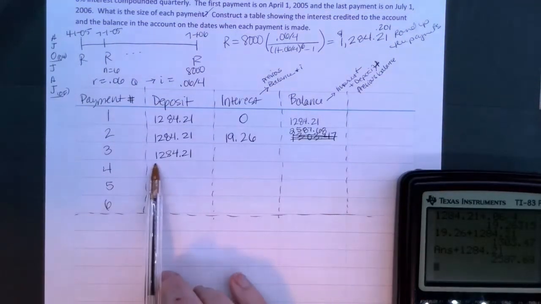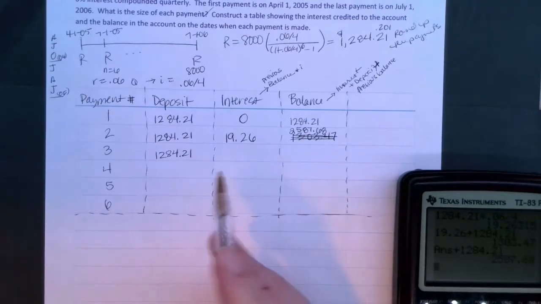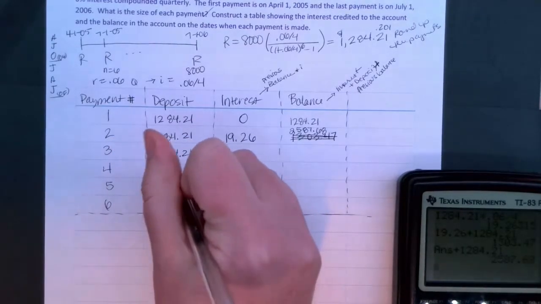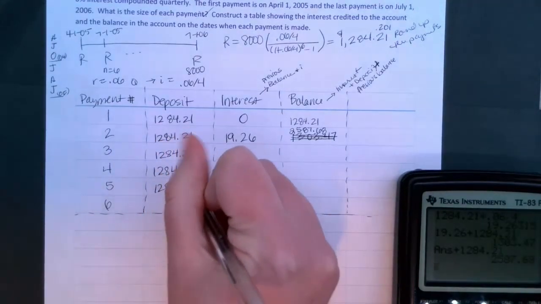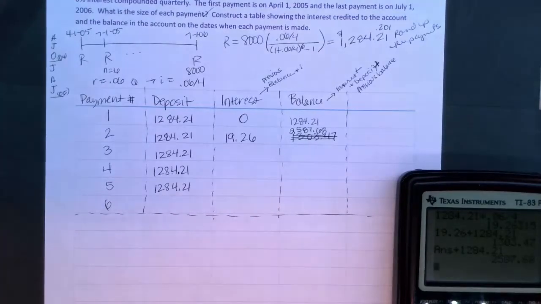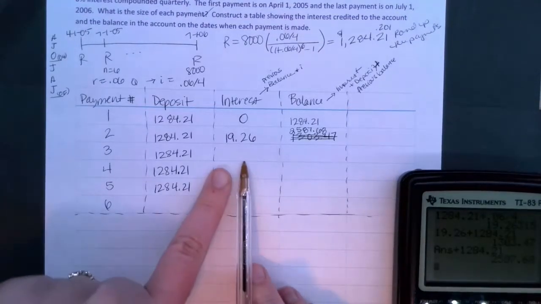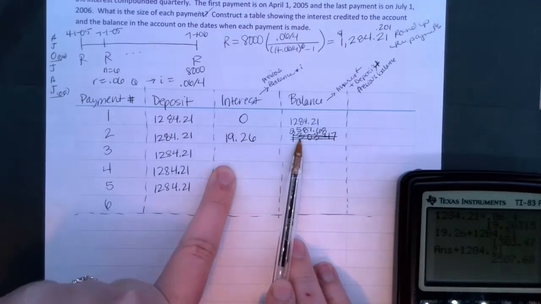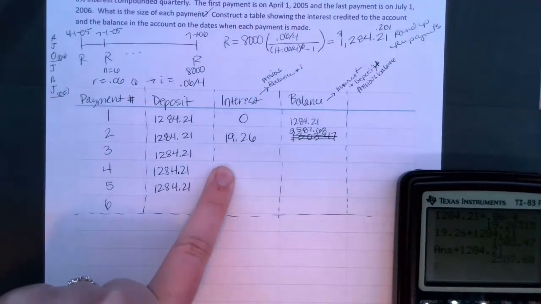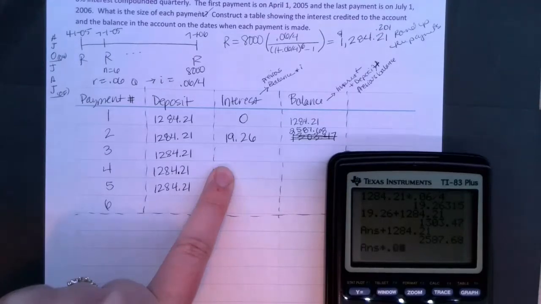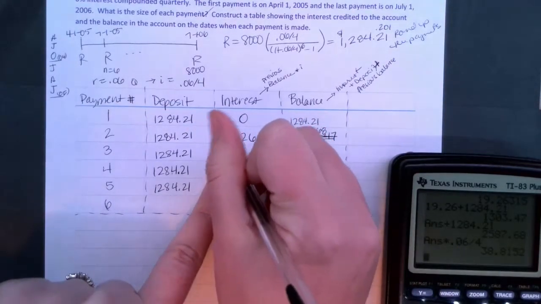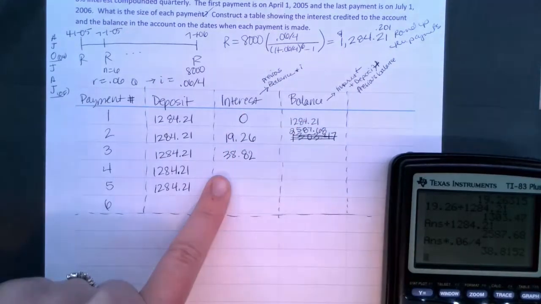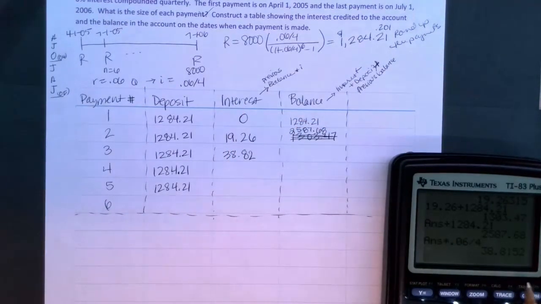So our next deposit is going to be again that $12.84.21, because that's going to be the same. So you could fill those out early if you wanted to. That's going to be the same all the way down. Except that last deposit, again, we're going to work backwards for that last line. And then we're going to make our interest off of this value, so just like we did with the previous line. So we're going to take our current answer, and we're going to multiply it by our interest rate, 0.06 over 4. So this time our interest is going to earn $38.82. Because again we're going to round up to the nearest penny here.